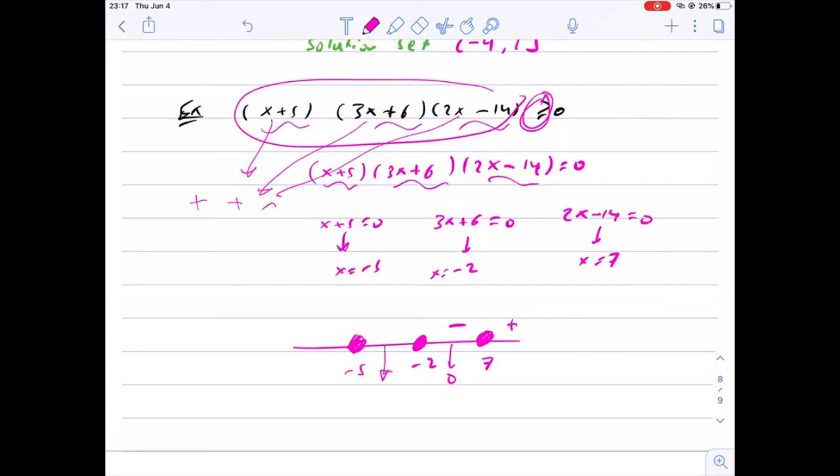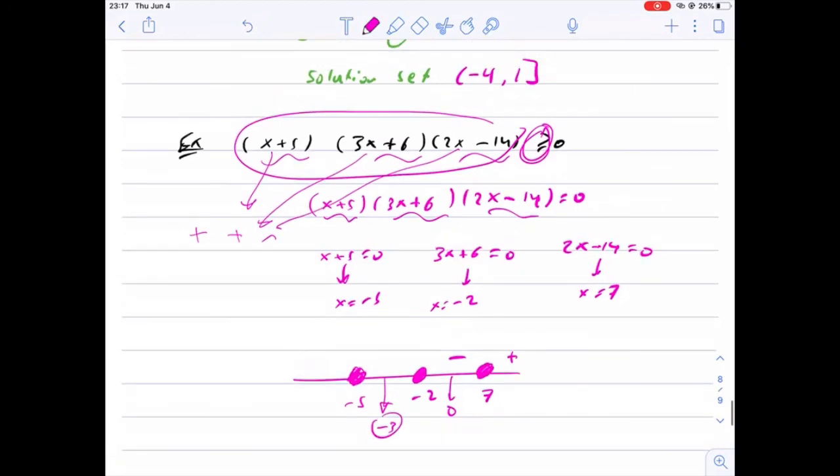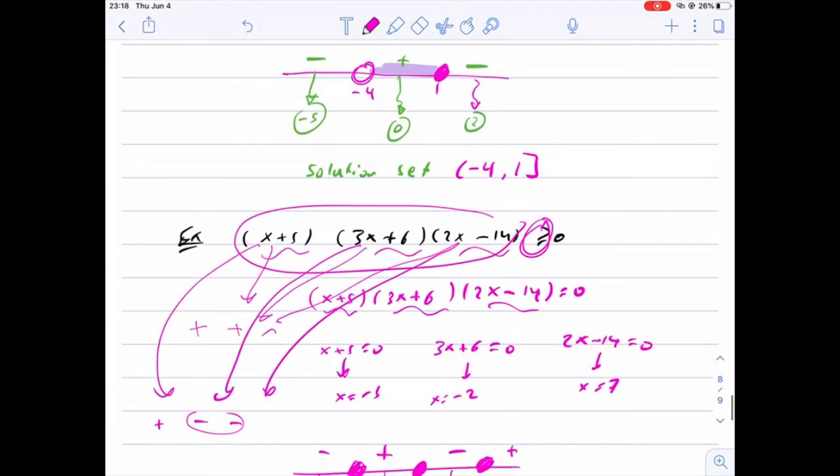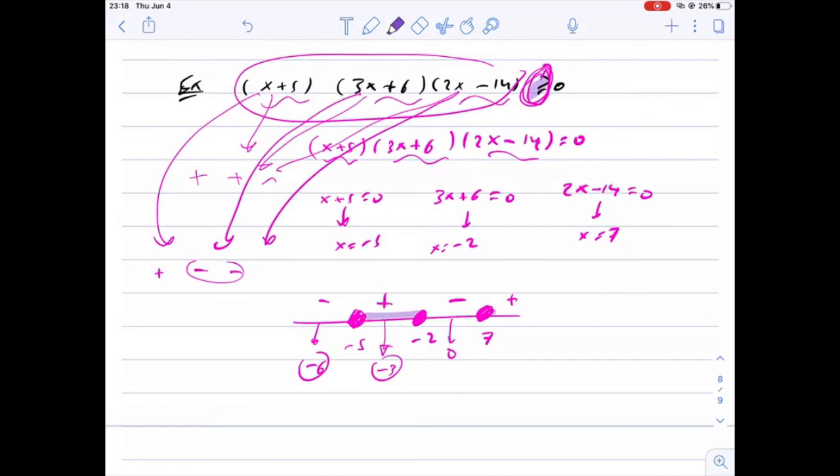We can choose a value between negative 5 and negative 2, for example, negative 3. If we substitute it here, we get positive. If we substitute it here, we get negative. If we substitute it here, we get negative. Negative times negative is positive, so this is positive. And if we choose a value here, we get negative. So the inequality is greater than or equal to 0. That means this interval and this interval. So the solution set is negative 5 to negative 2, union 7 to infinity.